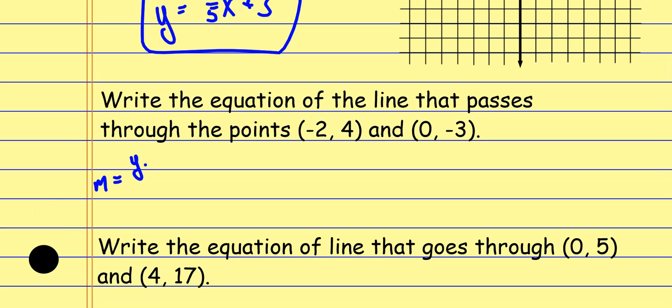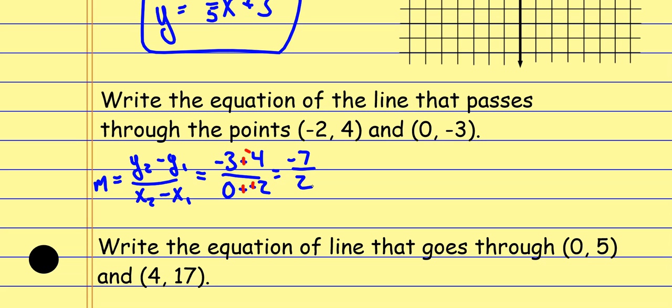Remember, I do the second y value minus the first y value over the second x value minus the first x value. The second y value is -3 minus the first y value, 4. The second x value is 0 minus the first one, which is -2. Remember, subtracting is adding the opposite. Same thing down here. And so when I do this, -3 plus -4 is -7. Down here, 0 plus 2 is +2.